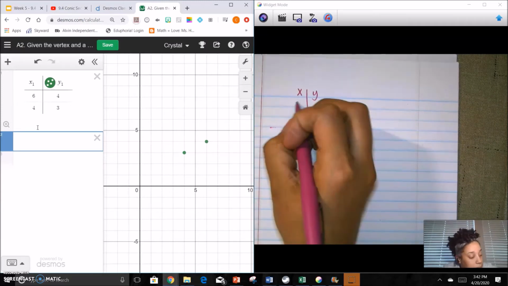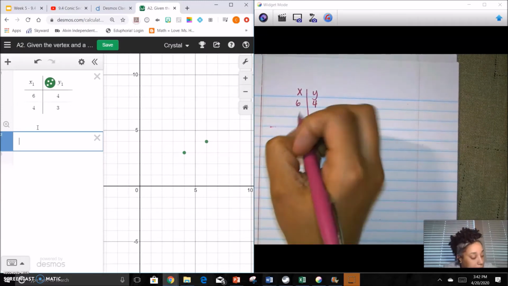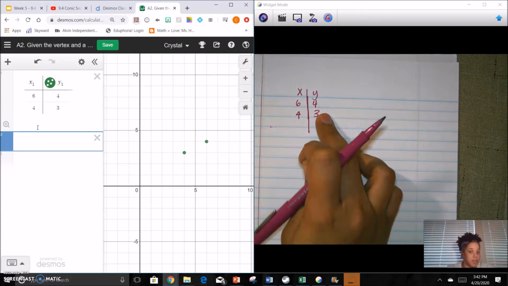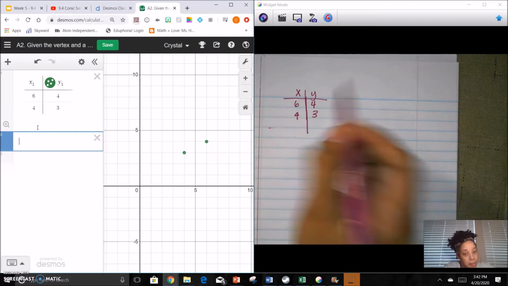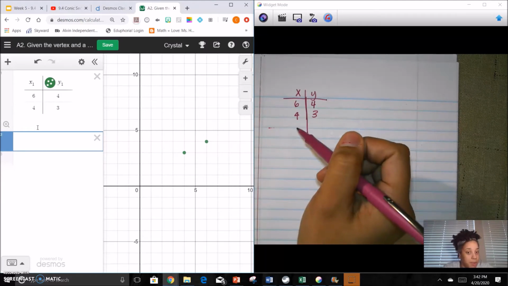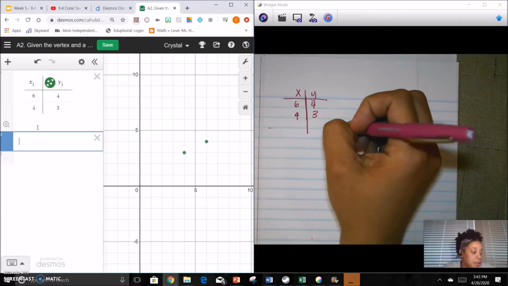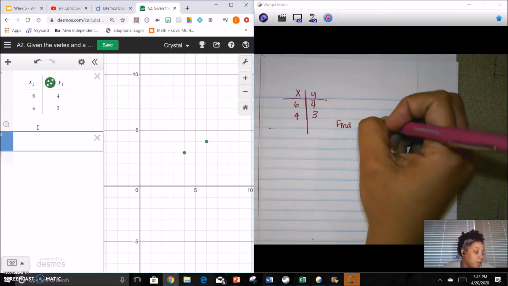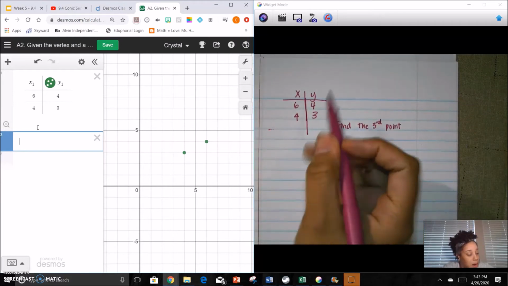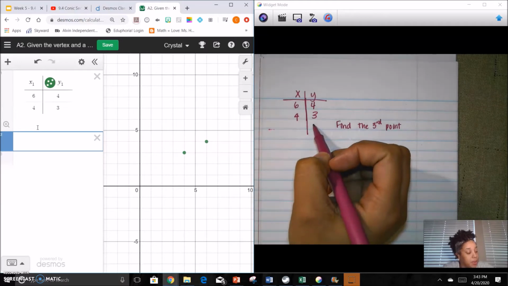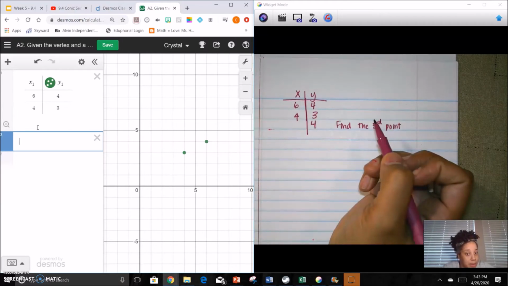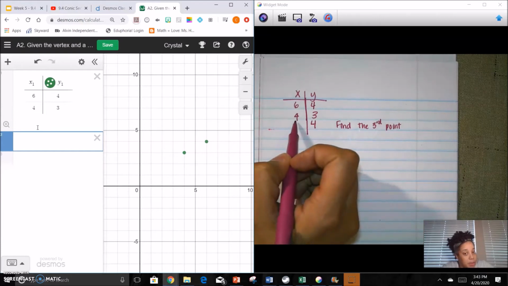So we know that the vertex is in the center or in the middle of a parabola. So if I'm given the vertex, that's exactly where I'm going to put it in my table. It takes 3 points to make a quadratic function, not 2. So I have to first find the third point. All you have to do is, on the opposite side, the y value is going to be the same as the point previously before it. Okay? The x value is what changes.